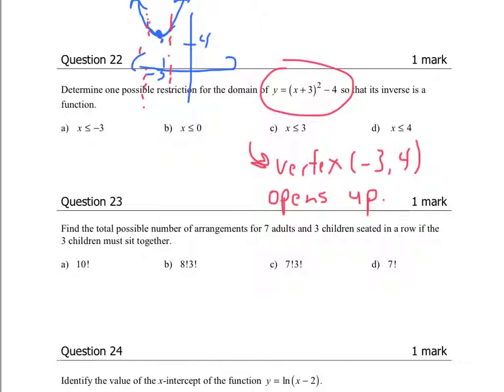So what we want to look at is what is a possible restriction on this, as the question asks. As you can see, the black line I just drew in does not pass the horizontal line test. So we pretty much need to cut this graph in half in order for it to pass the horizontal line test. So there are two possibilities so that the inverse will be a function. One of the possibilities is x could be less than or equal to −3. Or another possibility is x could be greater than or equal to −3.